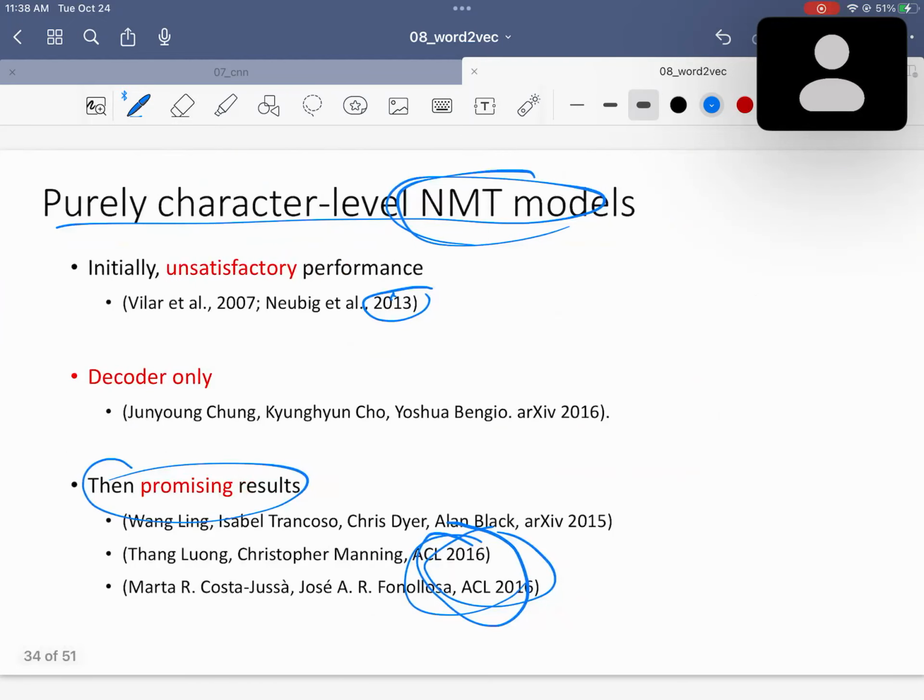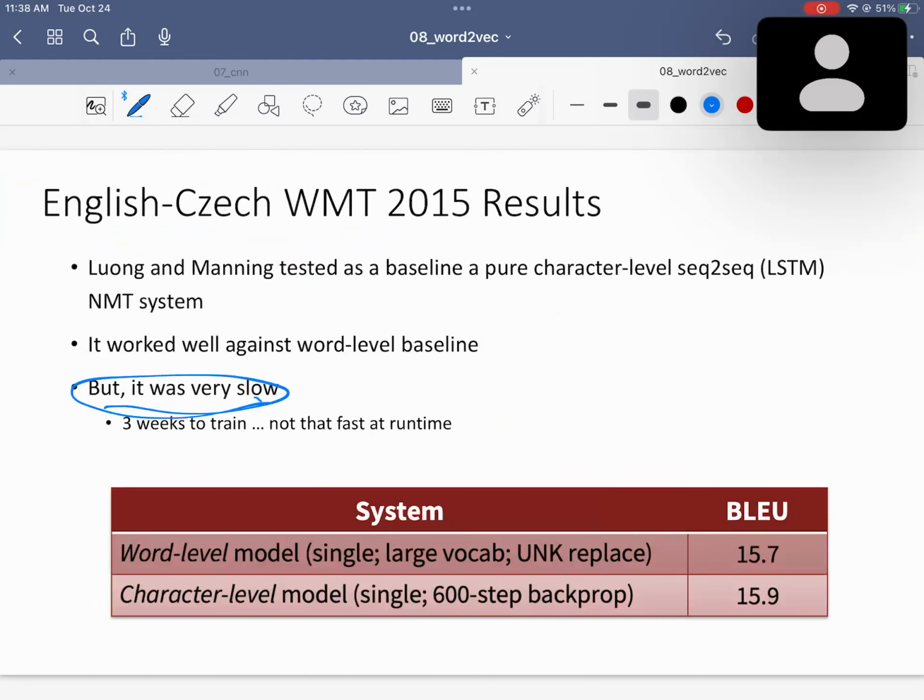Yeah, it was very slow. Back in 2015, the English-Czech machine translation contest took 3 weeks to train. But the performance is not that bad. The word level model is 15.7, the character level model is 15.9. It's actually even better than word level, only by 0.2, but still comparable. But it's the time that really becomes a barrier.